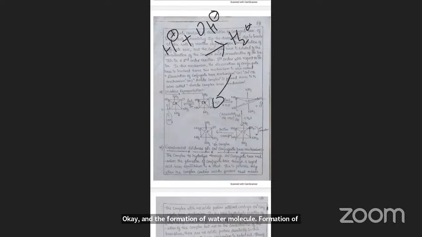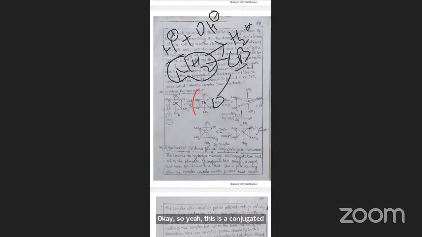Then in this, NH3 loses one proton and is converted into NH2. So that is the conjugate base. This is acting as a conjugate base. So here this is the conjugate base complex, and in this complex the rate determining step, the rate of reaction, is involved.